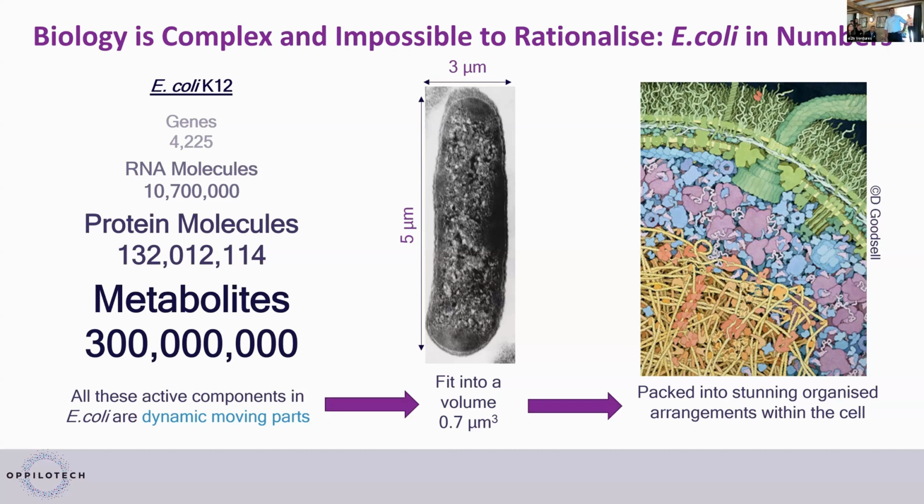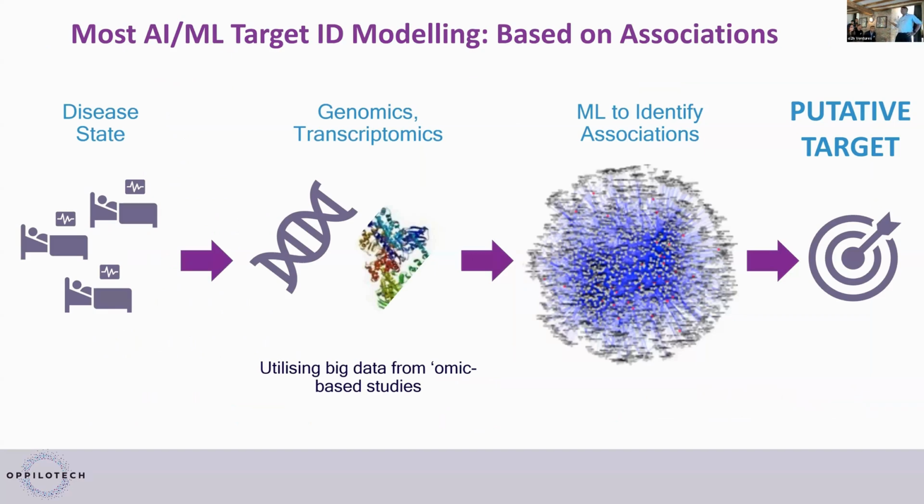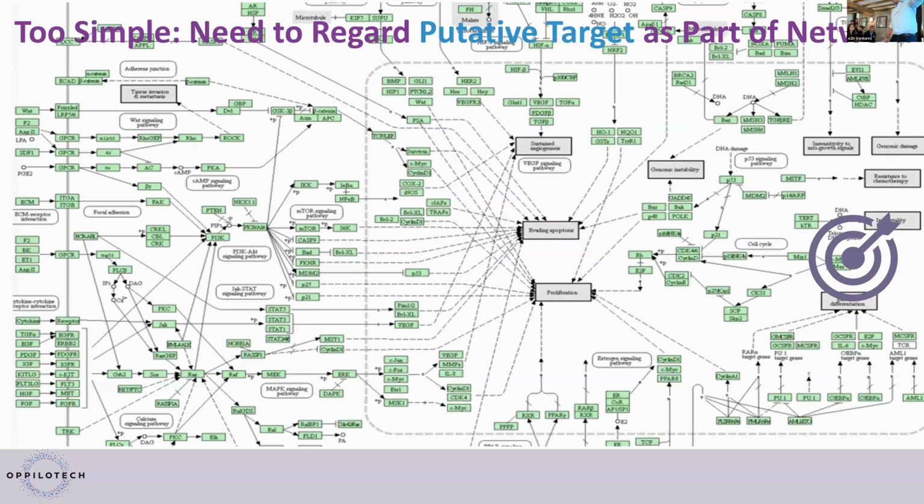There are a lot of companies out there that do target ID. I've done a very simplified version. What they tend to do is what I call statistical modeling. They start off with a disease state, use big data, genomics, transcriptomics, and some machine learning algorithms to find associations, and come up with a putative target, and then go towards drugging that target. What we're saying is that putative target may not be the best one to drug.